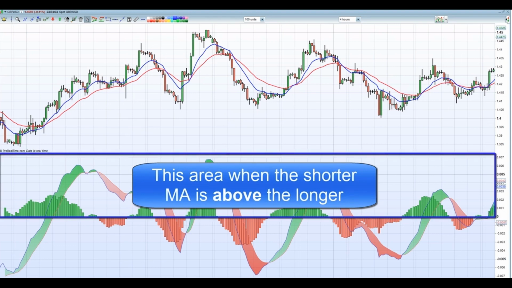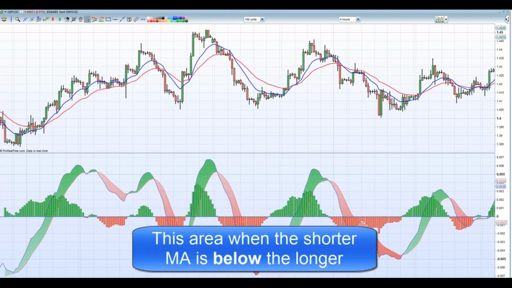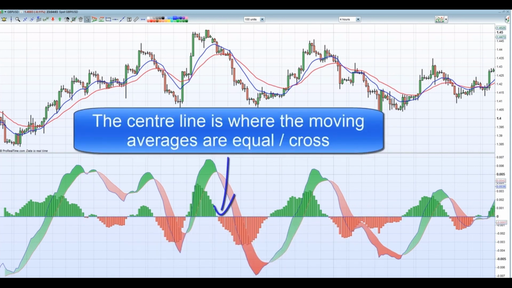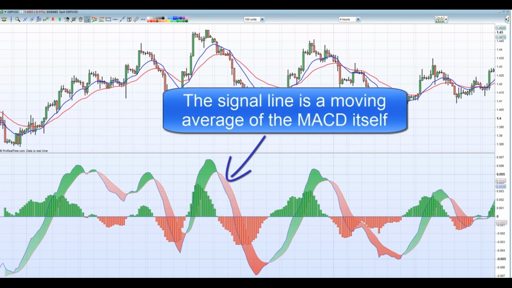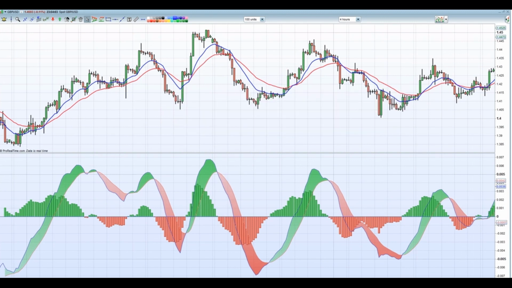When the shorter term moving average is above the longer term moving average, this area of the indicator will show activity. When the shorter term moving average is below the longer term moving average, this area of the indicator will show activity. The center line, around which the MACD is plotted, indicates where the moving averages are equal, and when the MACD passes through the center line, this indicates the moving averages are crossing. The signal line, here in red, is a moving average of the MACD values themselves. Typical values for the MACD are 26 and 12 exponential moving averages and 9 for the signal line.